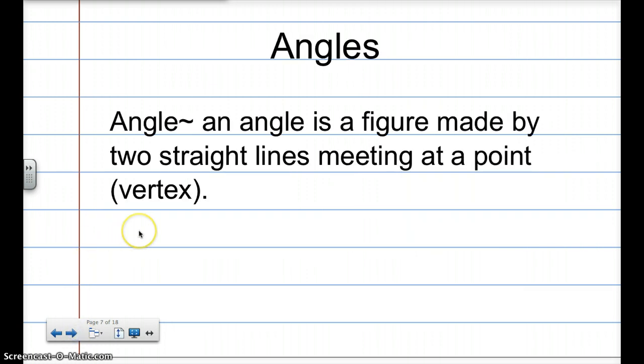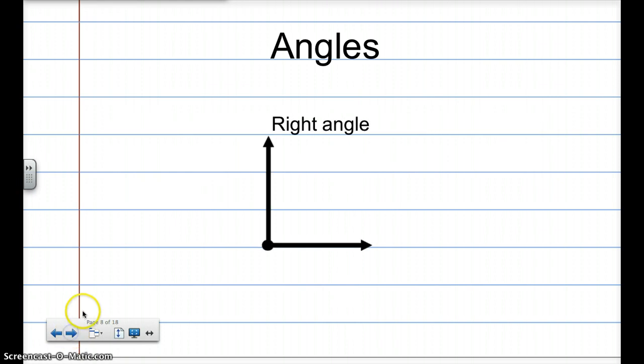Now we're going to move on to our geometry part of this video. And let's talk about angles. An angle is a figure made by two straight lines meeting at a point. And that point is called a vertex. The plural of vertex is vertices. So let's look at our angles. Here is our vertex, and this is a right angle because it is 90 degrees.